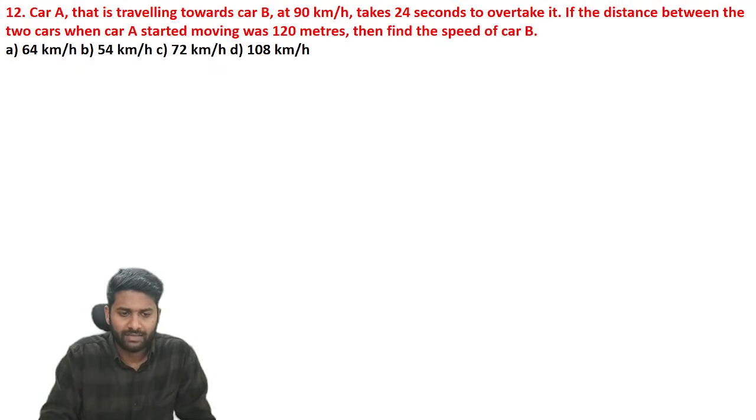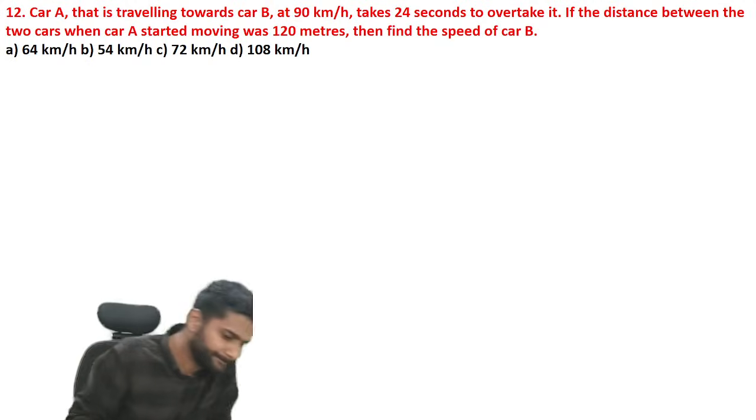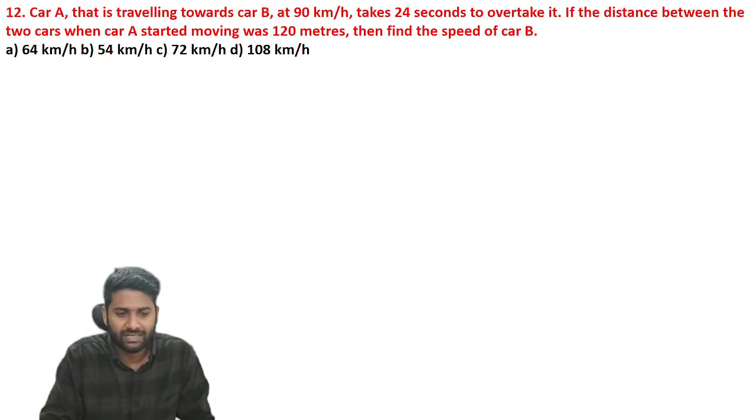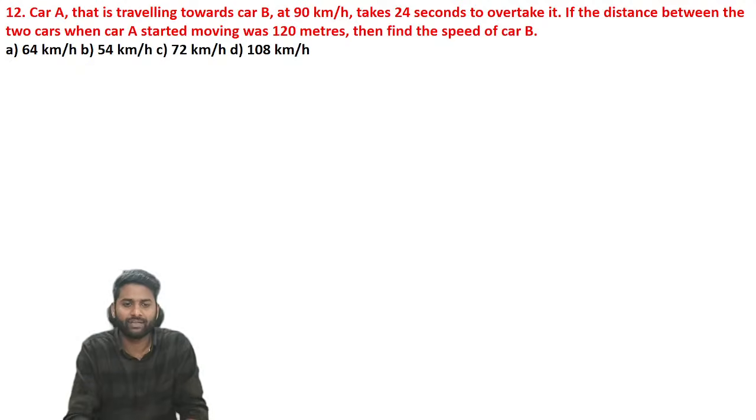Now see, car A that is traveling towards car B at 90 km per hour takes 24 seconds to overtake it. Now if the distance between the two cars when car A started moving was 120 meters, find the speed of car B.